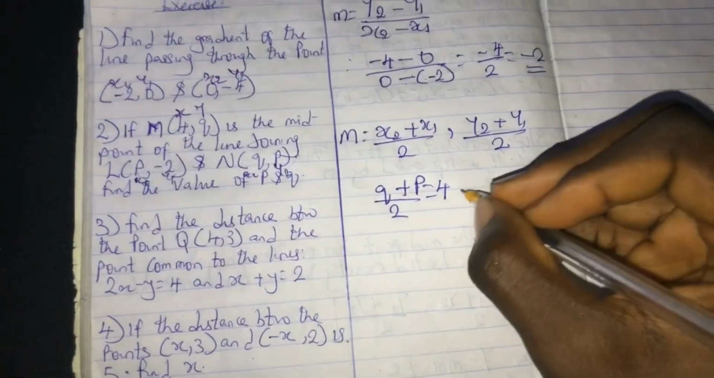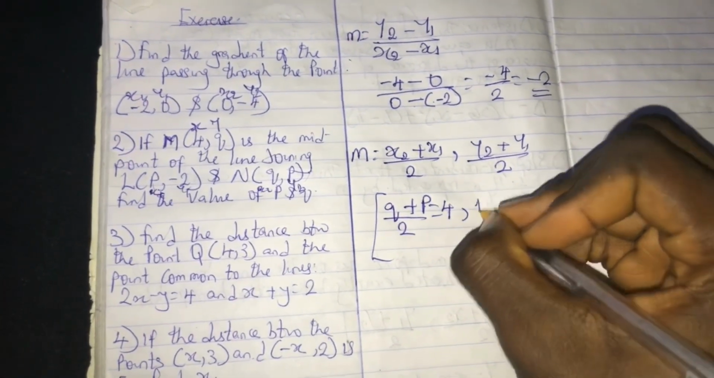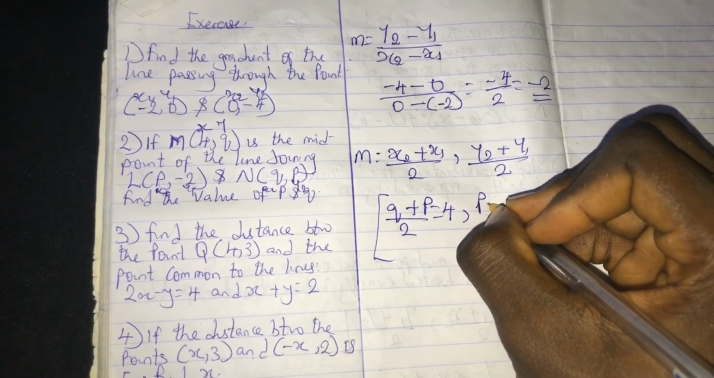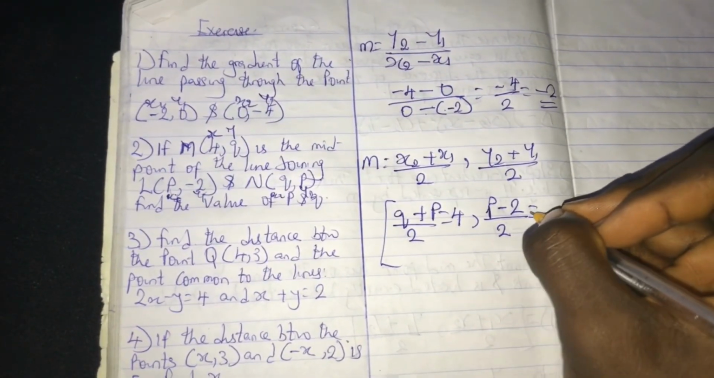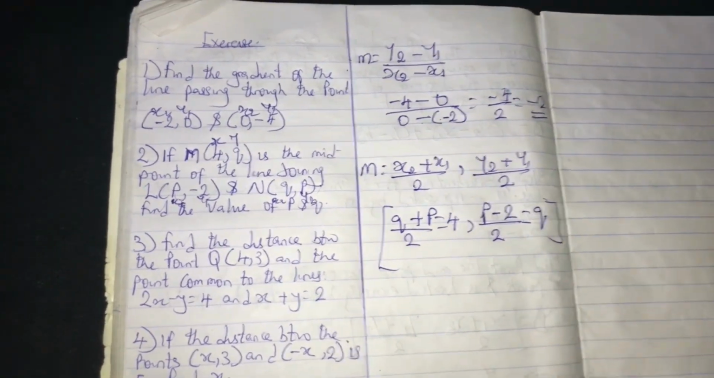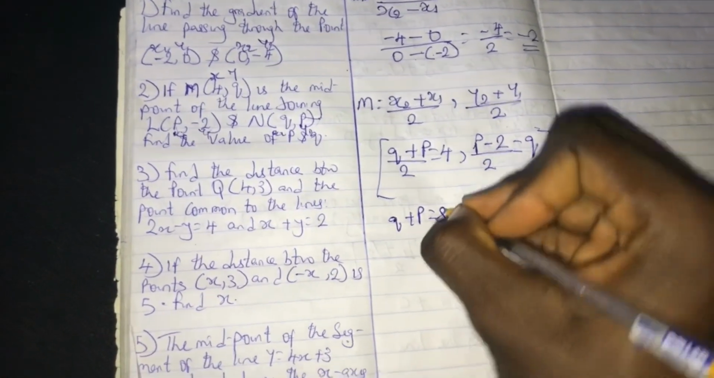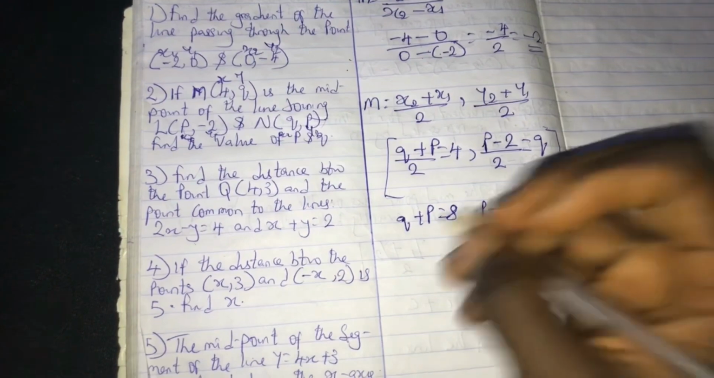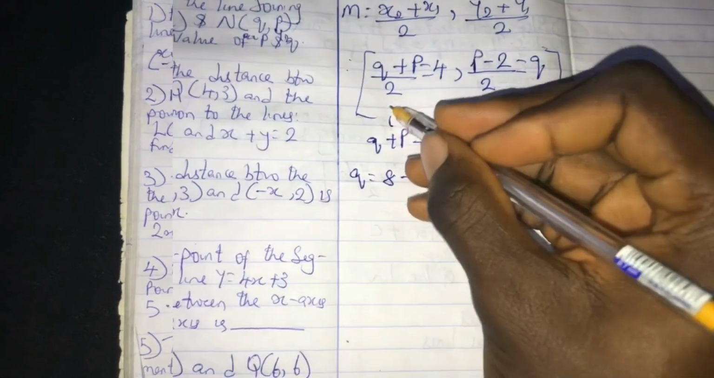Then for the y, let's put our bracket here to make it easier. Our y2 is p, plus our y1, which is -2, divided by 2, is equal to q. So this gives us q plus p is equal to 8, and we have p minus 2 is equal to 2q. We are told to find the values of p and q, so you can use simultaneous equations for this. This is equation 1, q plus p equals 8, and this is equation 2.